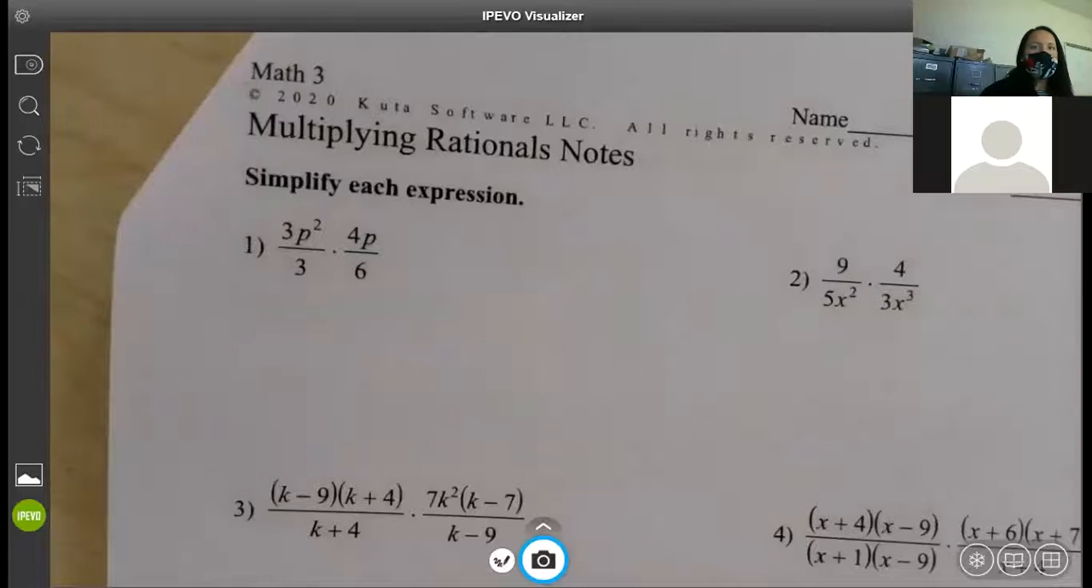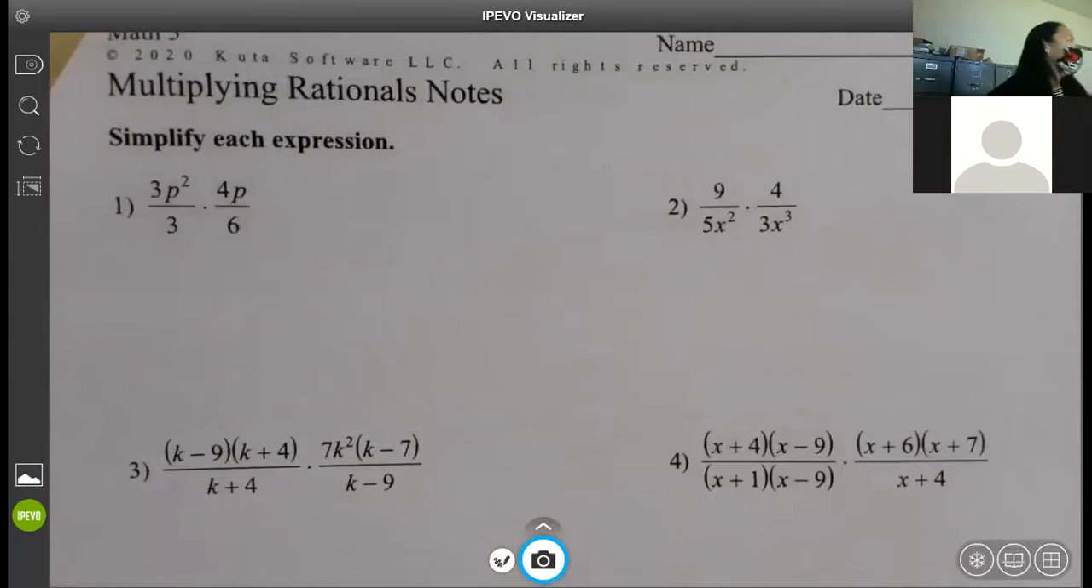All right, we're going to go ahead and get started, and we're going to talk about multiplying rationals today, and they're pretty much just like yesterday. So I'm actually going to start with number 4 because it's a little bit easier to look at to get the concept than it is number 1.